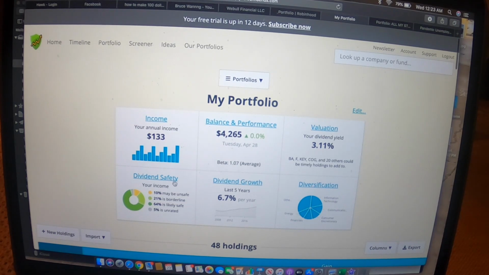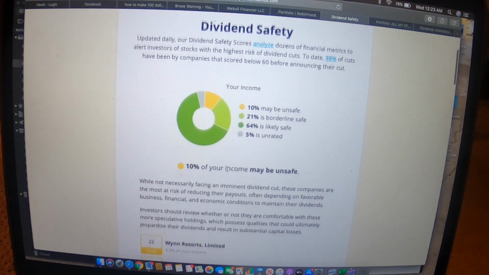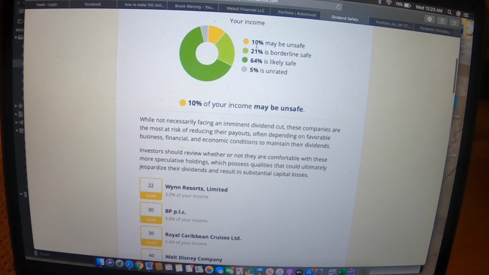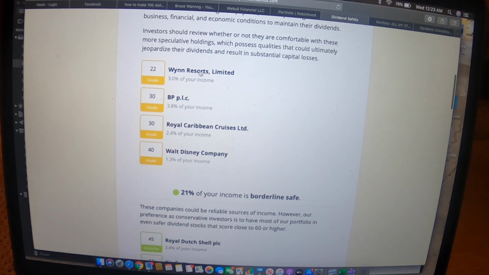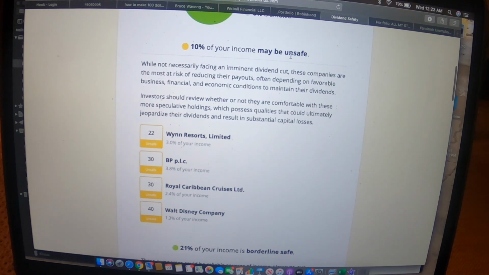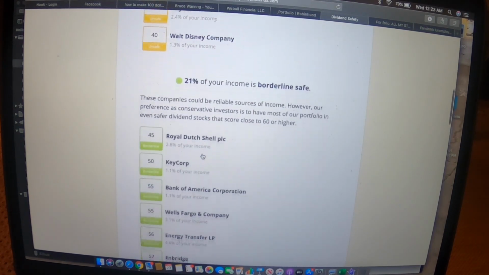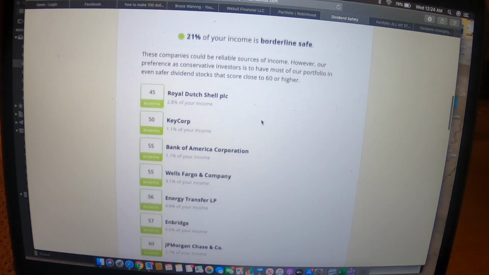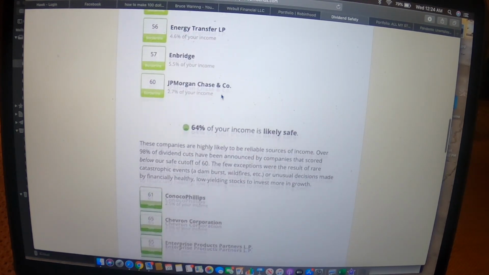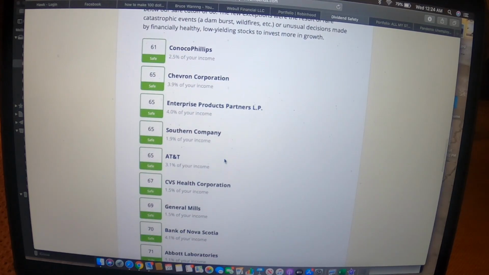We've got the dividend safety record. Right now, as you can see, I have 10% unsafe, borderline safe, likely safe, underrated. It tells you which stocks. Pretty much this is a maybe unsafe one, sorry about that. And it tells you which stock is kind of unsafe. That's talking about their overall dividend, by the way. You see borderline, it gives you the list of that, and the ones that are likely to be safe. You see, it's all those ones.